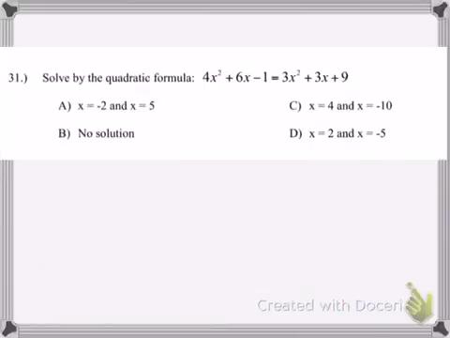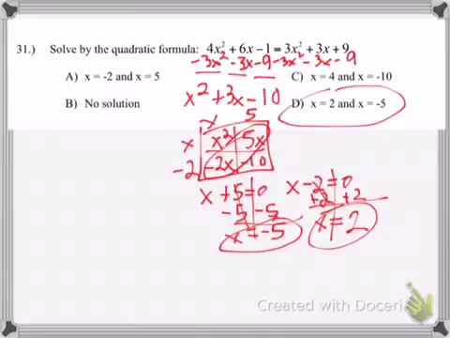Solve the quadratic formula. Alright, so right here, I'll solve this. 4x squared plus 6x minus 1 equals 3x squared plus 3x plus 9. Right here I used my area model and subtracted on each side and got all my like terms on the same side. Canceled all those out. And end up with x squared plus 3x minus 10.